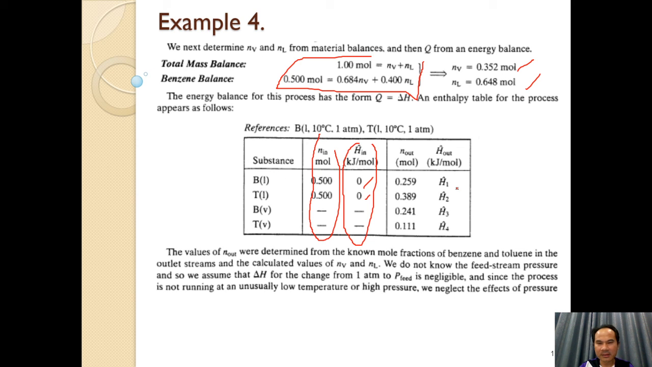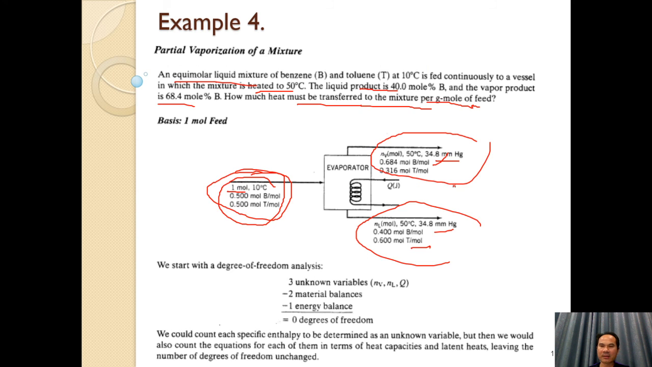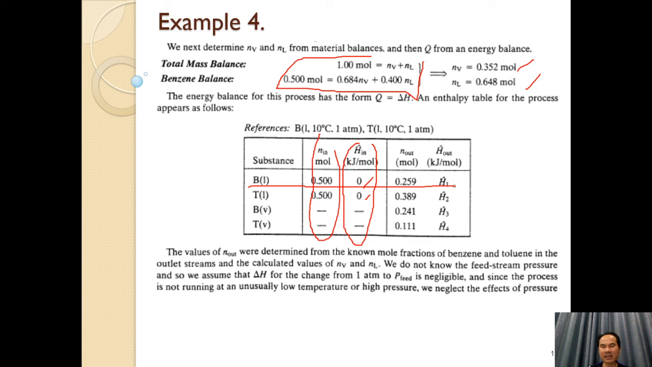S1 is liquid only. There is no phase change. S1 is the change from 10 degrees Celsius liquid phase to 50 degrees Celsius liquid phase. The pressure changes to 34.8 millimeter mercury, but the temperature is changed a little bit. For the liquid phase, we assume that the energy due to the pressure change is a really small value.